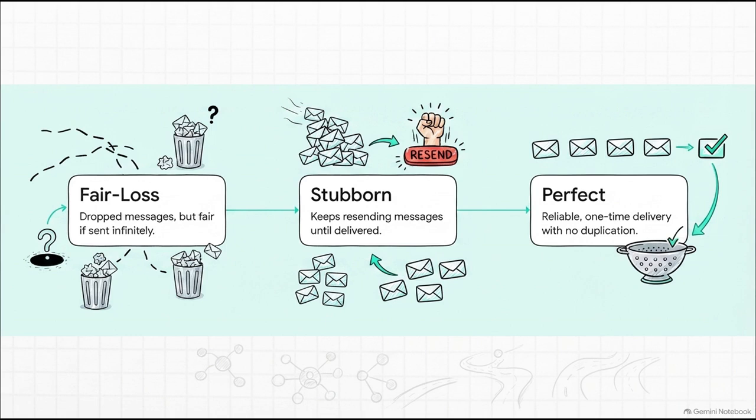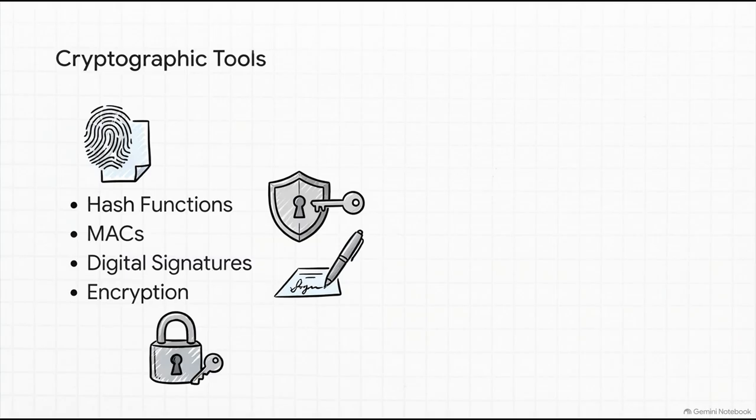Then we wrap all of that in logic to filter out the duplicates, which gives us perfect links. A perfect link guarantees reliable one-time delivery with absolutely zero duplication and no phantom messages. Bam! We just turned a totally chaotic network into a flawless communication channel. But a flawless channel isn't quite enough if there are still Byzantine traitors out there eavesdropping or injecting fake data. So we have to upgrade one last time to authenticated perfect links. We do this by injecting cryptographic primitives into the mix.